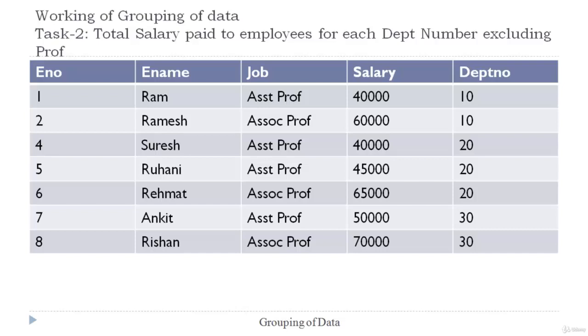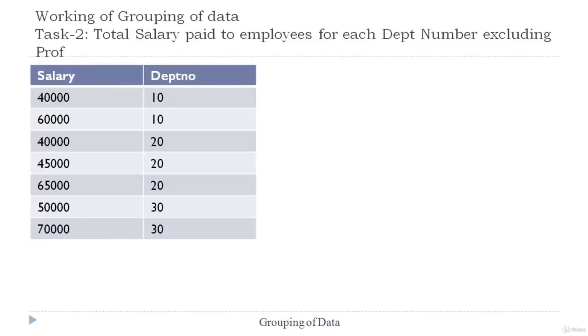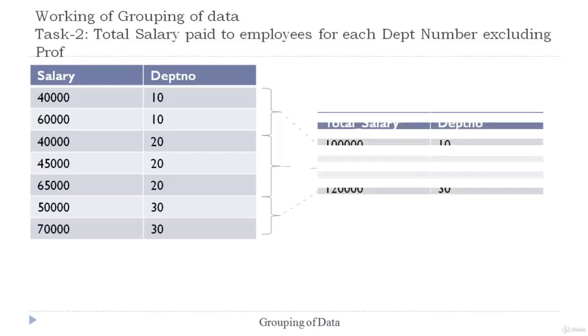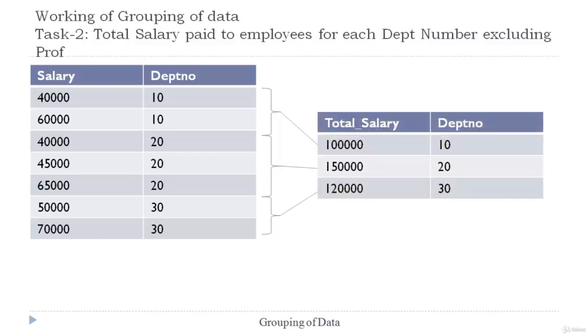So in this case, the department number and salary columns will play a vital role. So let's select these two columns. Here again three groups will be formed: one for department number 10 which contains 2 records, one for department number 20 which contains 3 records, and a third group for department number 30 which contains 2 records. Then the sum salary function will be applied to display total salary for each group as shown here.